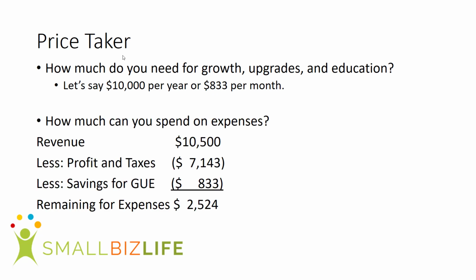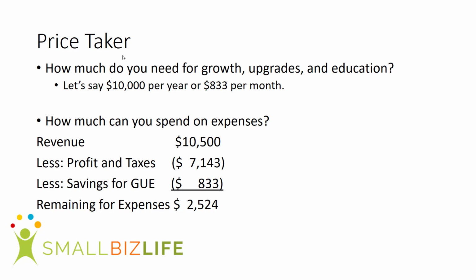Okay, so how much can you spend on expenses? So if my revenue's 10.5, we said our profit and taxes were 71.43. My savings for GUE is 8.33. So that means that because I can't control how much I charge per hour, I have to make sure that my expenses fall in line, and I can only spend $2,524 a month on expenses.